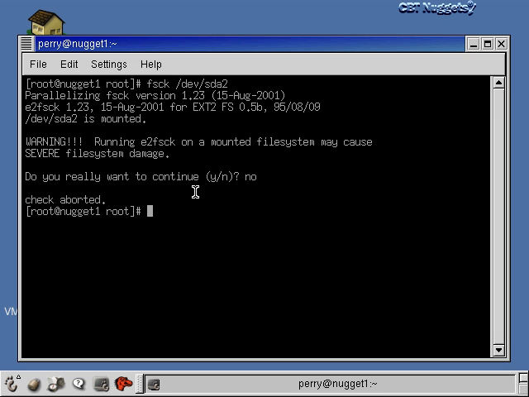Now you don't have to worry too much about running this FScheck command because it's run automatically every time the system boots up. And you would get errors about that when the system boots up if there were any errors. So you don't really have to worry about running this manually, but you should know that it's there in case you do want to perform some checks. What you can do is unmount the partition or mount it as a read-only partition temporarily while you do a file system check on it.